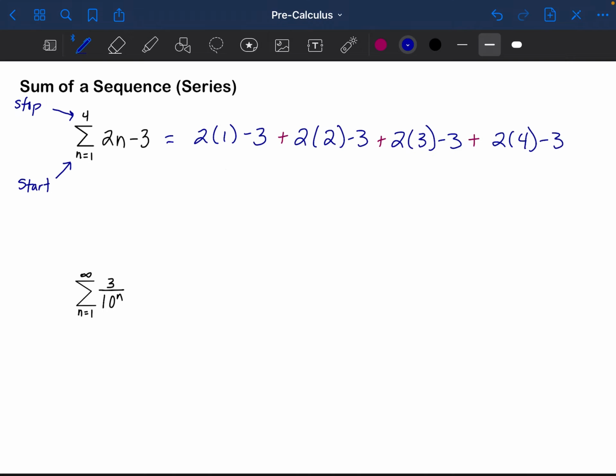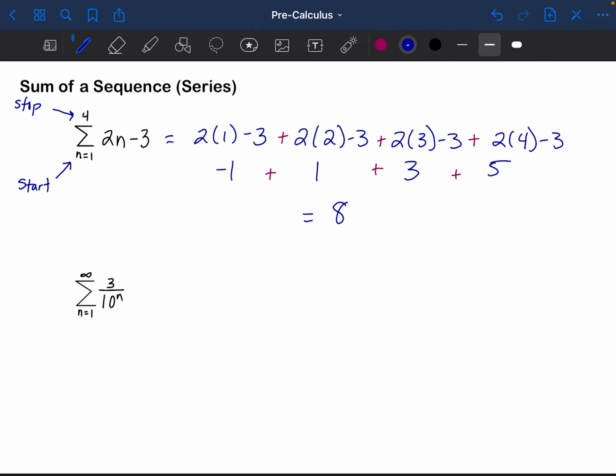2 times 1 minus 3 is negative 1. Plus 2 times 2 minus 3, positive 1. 2 times 3 minus 3, 3. And then 2 times 4 minus 3 is 5. So our final sum for the series is 8.